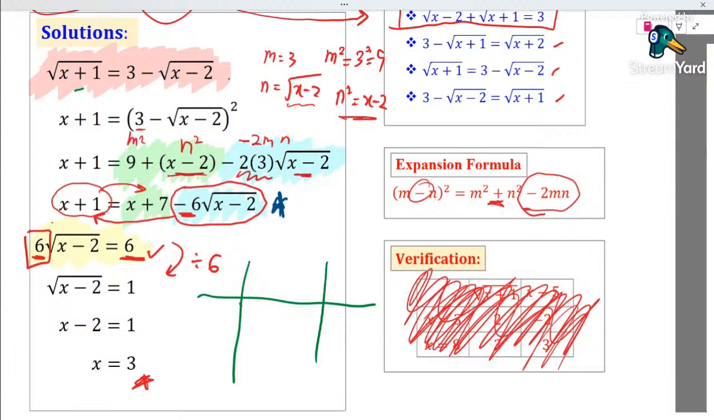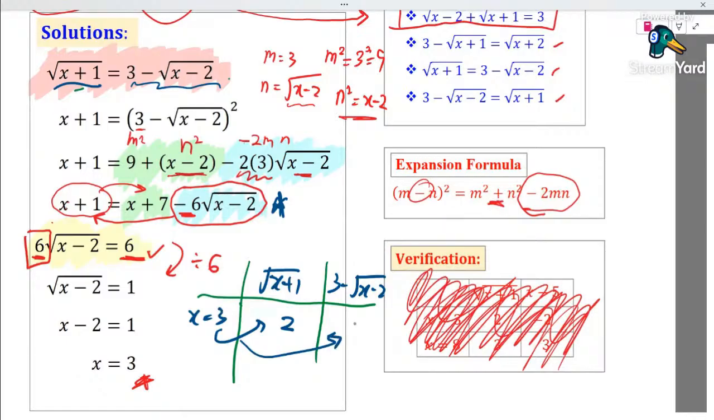The left-hand side of the equation is square root of x plus 1. The right-hand side is 3 minus square root of x minus 2. The x value we have is 3. Try to plug in 3 inside. I find that this result here equals 2. Plug in here, I also get equal to 2. They are the same. Therefore, yes, confirmed, x equal to 3 is the answer. So this is the result by verifying the answer.